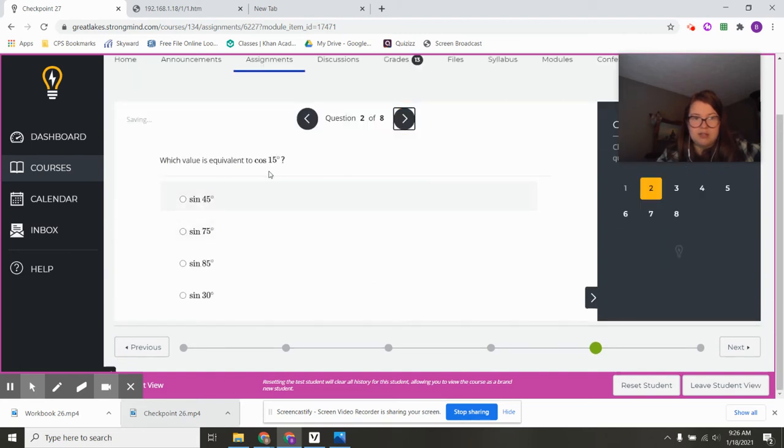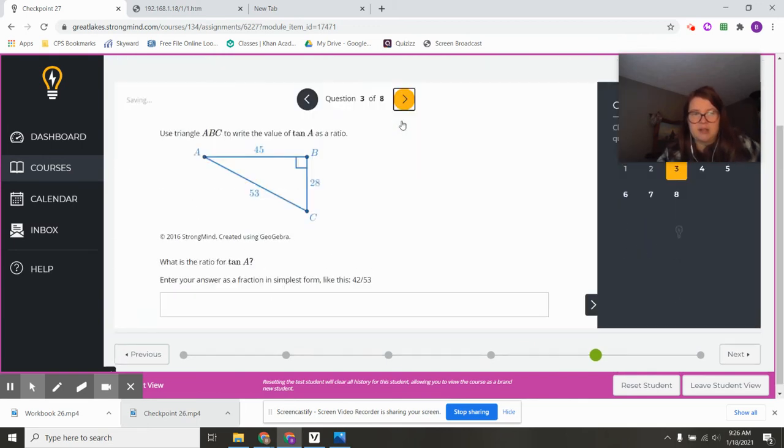Then this one, cosine of 15. So 90 minus 15. 90 minus 10 is 80, minus 5 is 75. So it'd be the sine of 75. I already had the cosine.